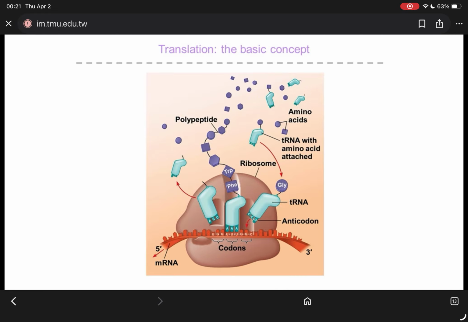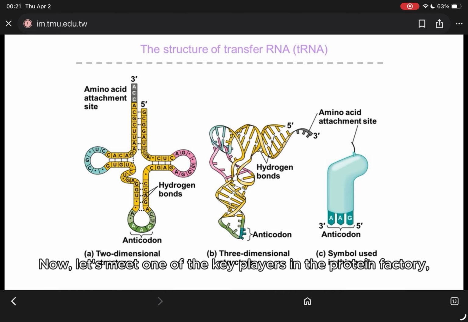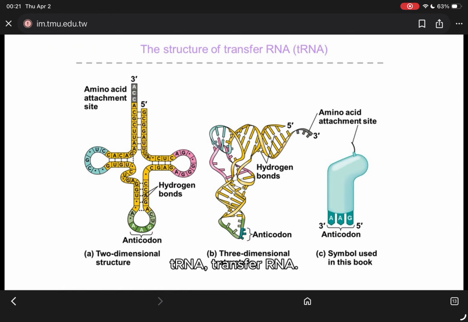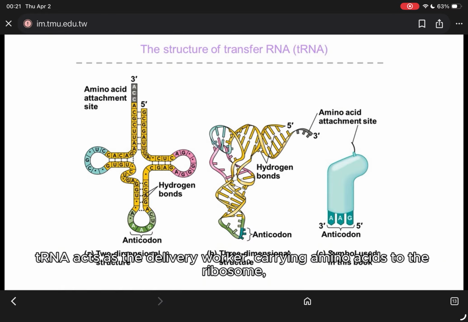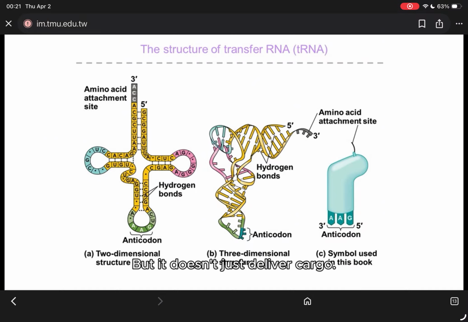to function properly. Now let's meet one of the key players in the protein factory, tRNA, transfer RNA. During translation, tRNA acts as the delivery worker, carrying amino acids to the ribosome. But it doesn't just deliver cargo, it can also read the instructions written on the mRNA. How does it manage to do both? The secret lies in its unique structure.